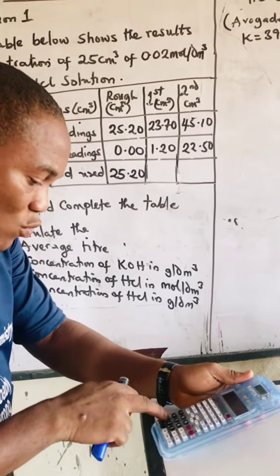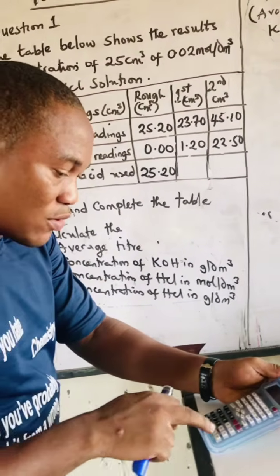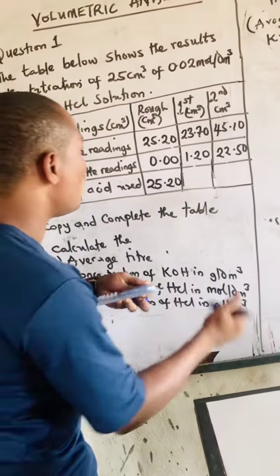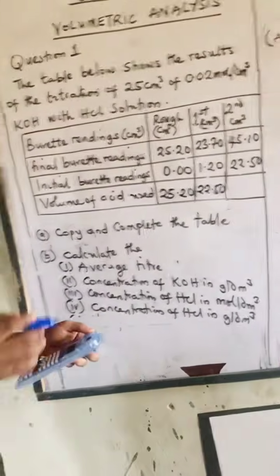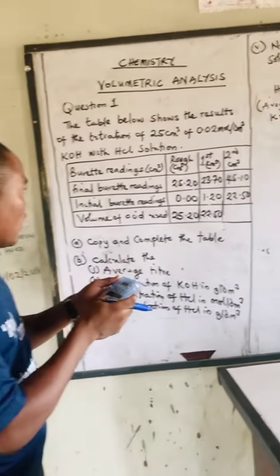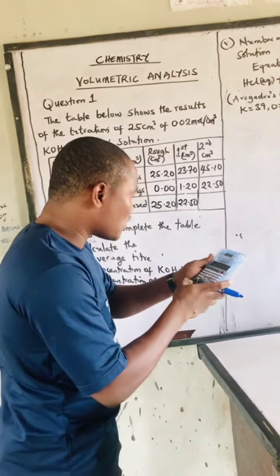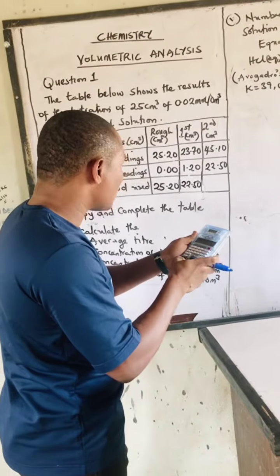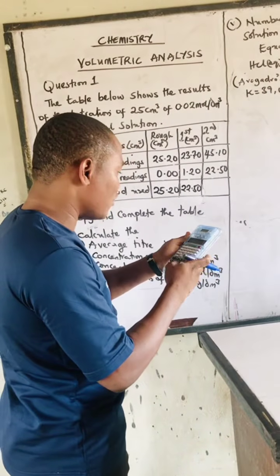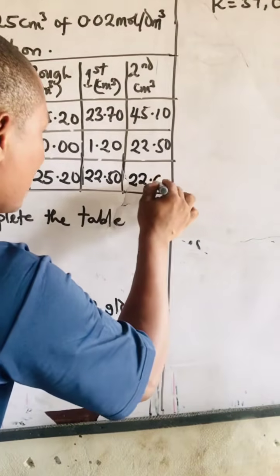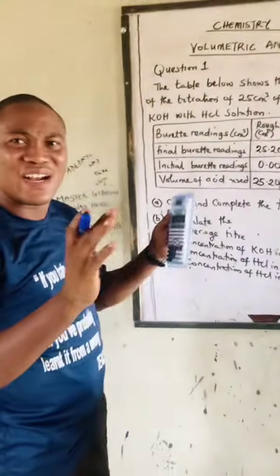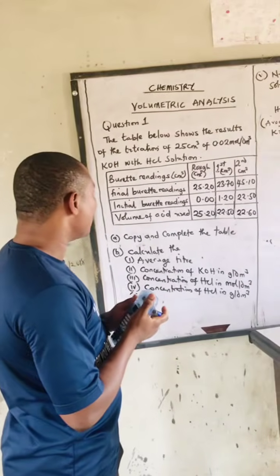You can use minus 1.20. We have 22.50. Nobody is going to penalize you for that. You can use your calculator. Then we have 45.10 minus 22.50. So we have 22.60. You can see, very, very easy because it's an alternative to practical.